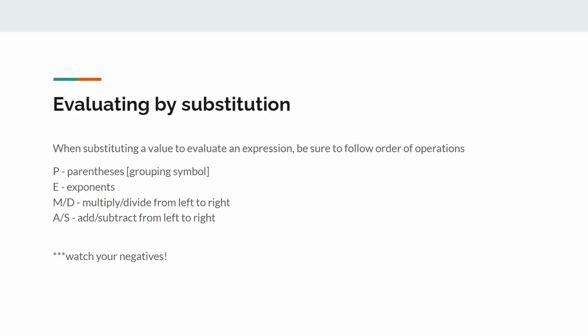Then, of course, exponents and multiplying and dividing from left to right, then adding and subtracting from left to right. And if I had to give one thing that students don't pay attention to, it's the negatives. Please make sure you do not drop your negatives. I highly recommend that you rewrite all subtraction as adding a negative number. Put parentheses around that negative number, and that will help eliminate dropping your negatives.